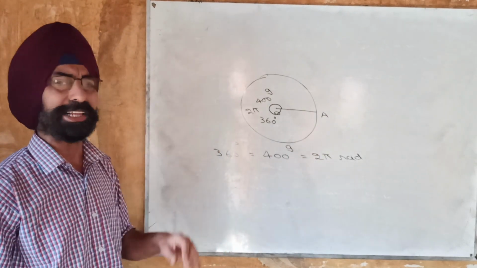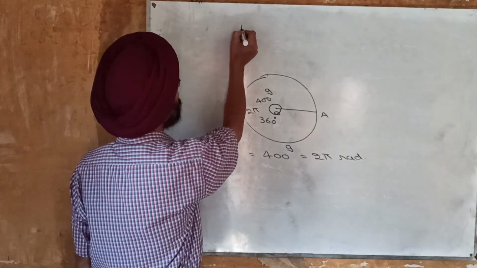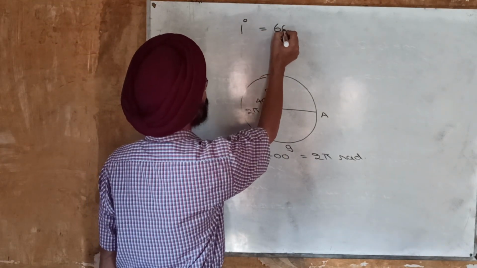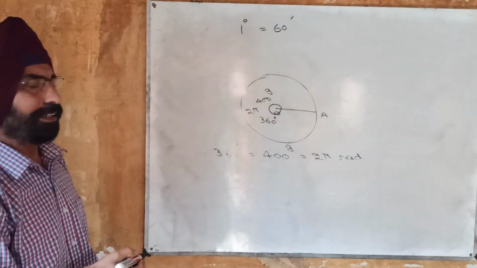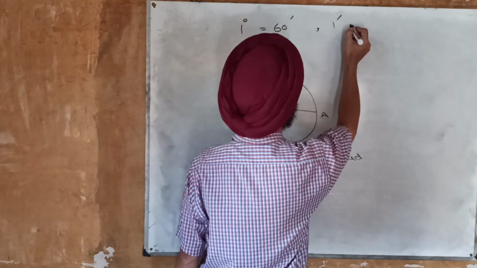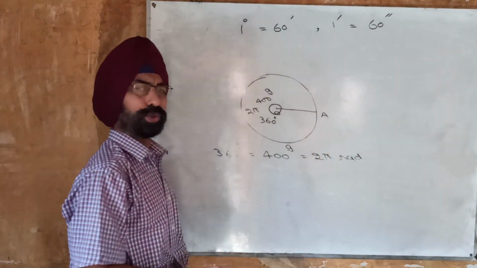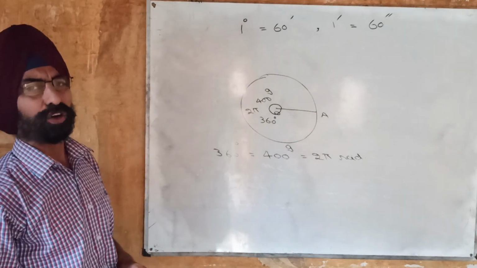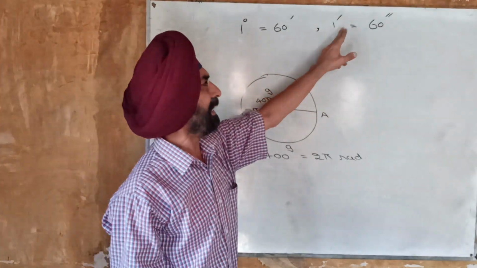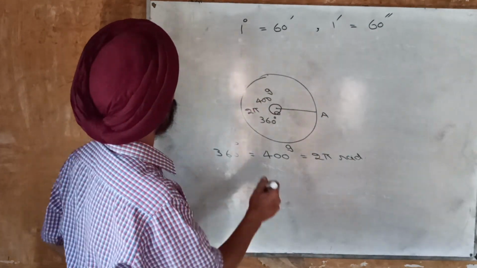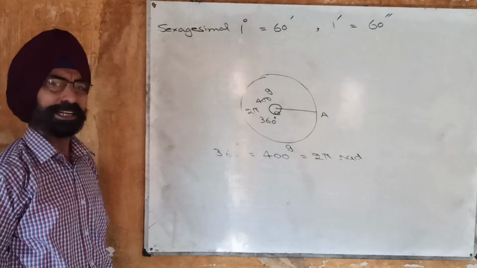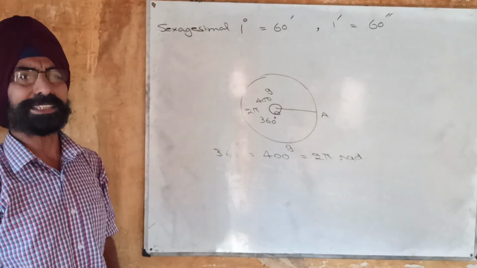As I have discussed earlier, in the sexagesimal system, 1 degree is further divided into minutes. How many minutes? 60 minutes, and for minutes we write this dash. And then this 1 minute is further divided into seconds. How many seconds? 60 seconds. We put 2 slashes for seconds, 1 slash or 1 dash for minutes. So 1 degree is equal to 60 minutes, and 1 minute is equal to 60 seconds. This is the first case, the sexagesimal system, and these are the relations between degrees, minutes, and seconds.